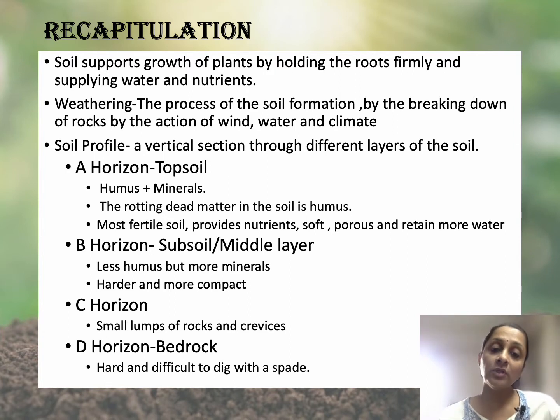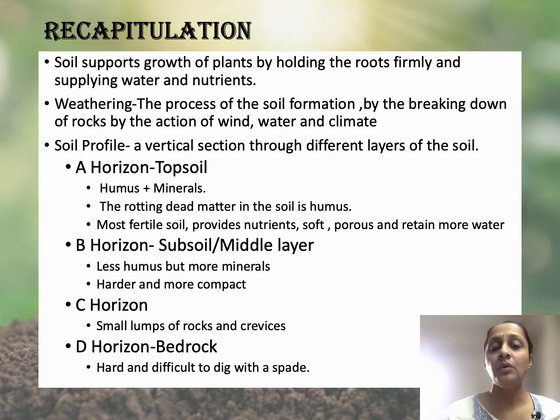There we talked about a vertical section where different layers of soils were seen. The topmost part was the O layer, which was the organic matter, which was extremely rich in humus. And then we had the A horizon, which is the topsoil, then the B horizon, then the C horizon, and the last one, which is at the base, is the D horizon, which is the bedrock, which only has the hard and difficult rock, which is extremely difficult to even dig with a spade. That is how the water percolates.